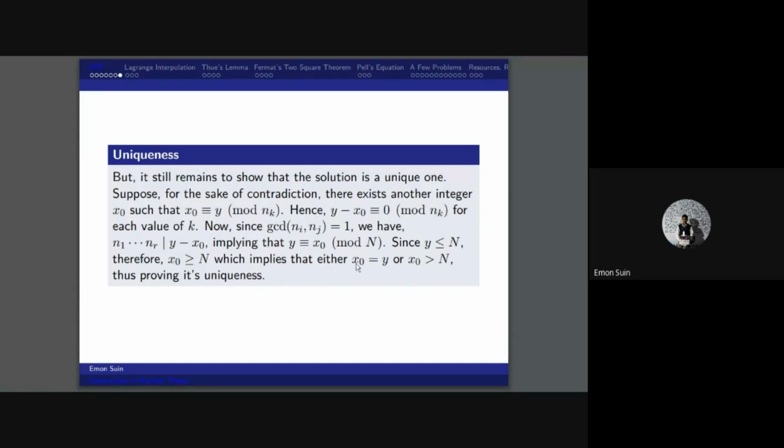So this implies that either x naught is equal to y or x naught is greater than capital N. Now, if x naught equals y, then this is a contradiction since we had assumed x naught to be not equal to y, and thus it proves uniqueness. And if x naught is greater than capital N, then it's again a contradiction. Why? Because we had asked for the set of 1 to capital N, that x naught will belong to in that set.